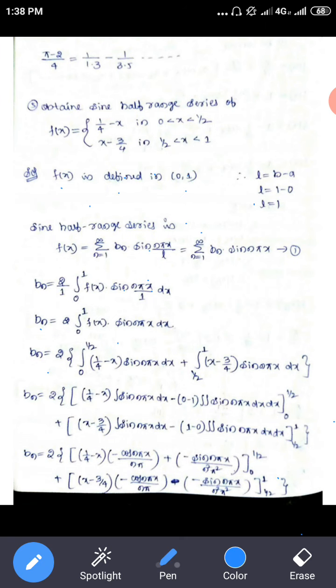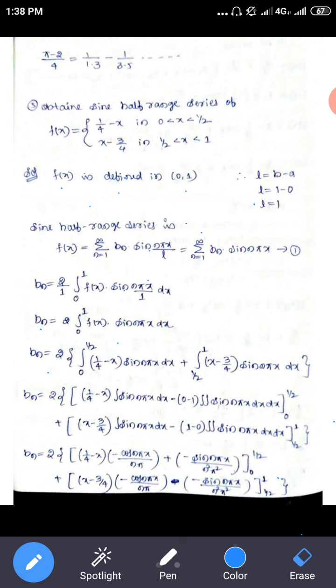So pi minus 2 divided by 4. So that 1 by 3 I can write as 1 upon 1 into 3 because I have to write it in the standard form. 1 by 15 I can write as 1 upon 3 into 5, and so on. Okay. So next you can see the next question.